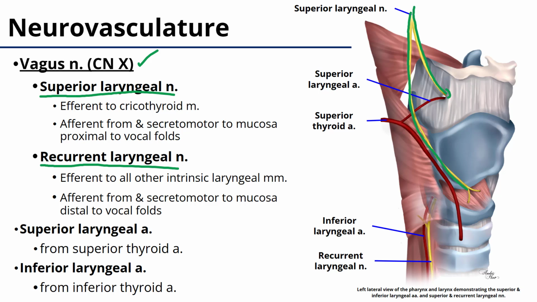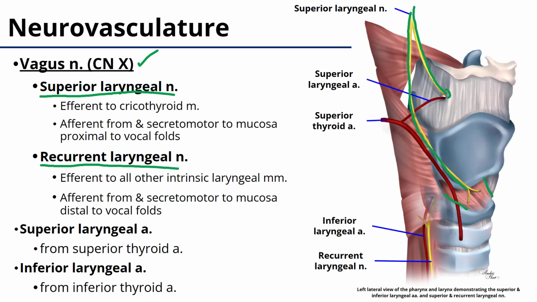So the superior laryngeal nerve is efferent to the cricothyroid muscle, and it is afferent from and secretomotor to the mucosa proximal or superior to the vocal folds.